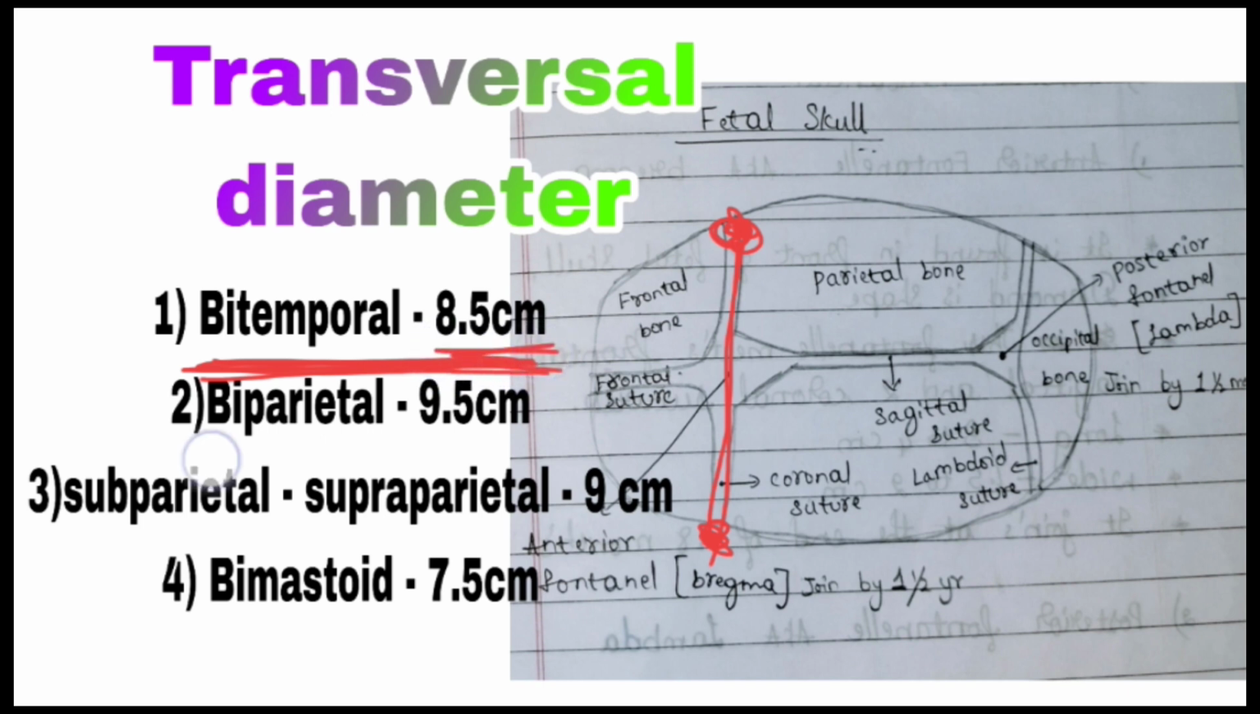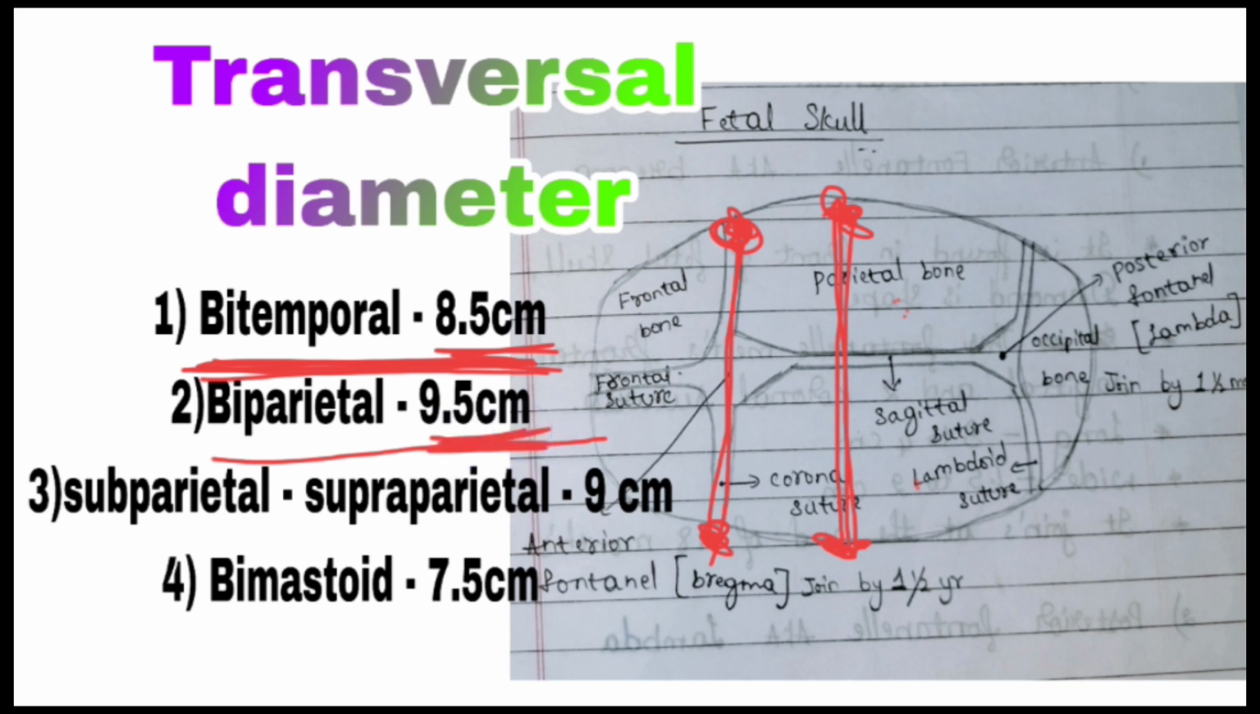centimeters. And second is the biparietal diameter. This biparietal diameter is calculated at the middle of the skull, that is from each end of the parietal bone. This is exactly at the middle, and these two bones are known as parietal bones. So this diameter is known as the biparietal diameter and it's around 9.5 centimeters.